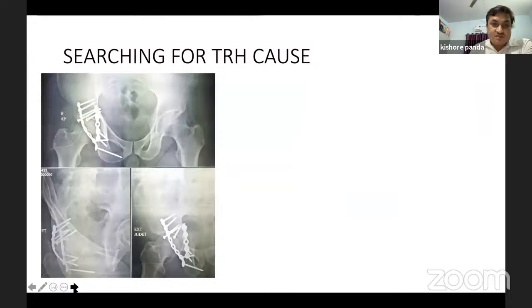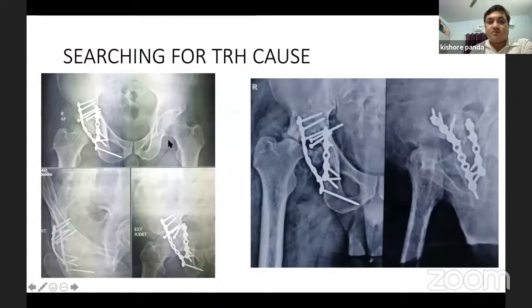Then another X-ray, it is fixed, and after 8 months I can see the result. What went wrong in this case? I am still searching.